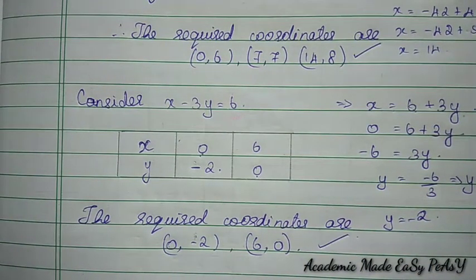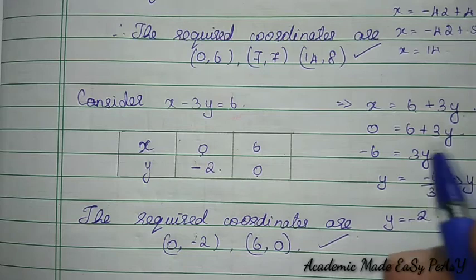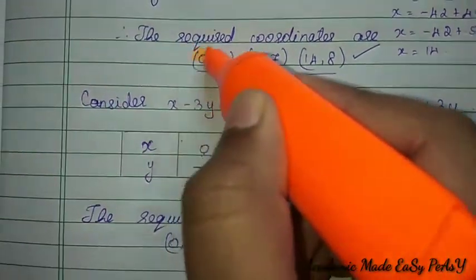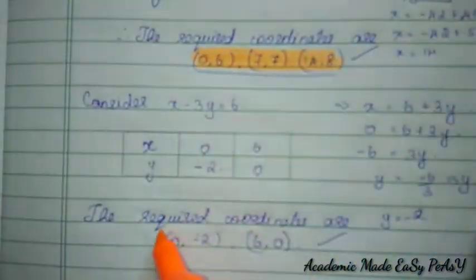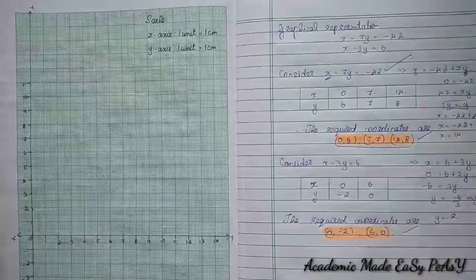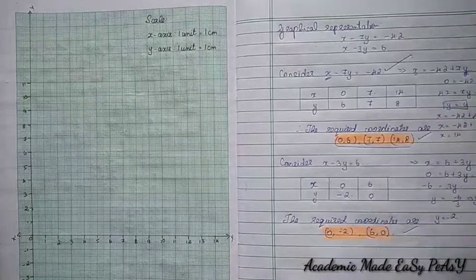Now let's start plotting the graph. Using these coordinates only we will be plotting the graph. So these are the coordinates and here these are the coordinates. Okay, now I have drawn the graph for this equation, and now we will start plotting.